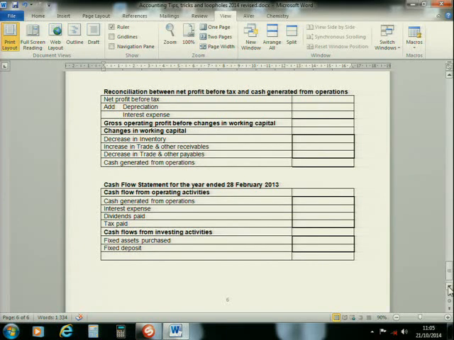Welcome back, folks. I think you enjoyed the exercise. I'm very sorry that some of you are not able to see the screen properly, but pardon me. I guess you're able to pick up the relevant information and do the two things I requested: the reconciliation between net profit before tax and cash generated from operations, as well as parts of the cash flow statement for the year ended 28th February 2013.